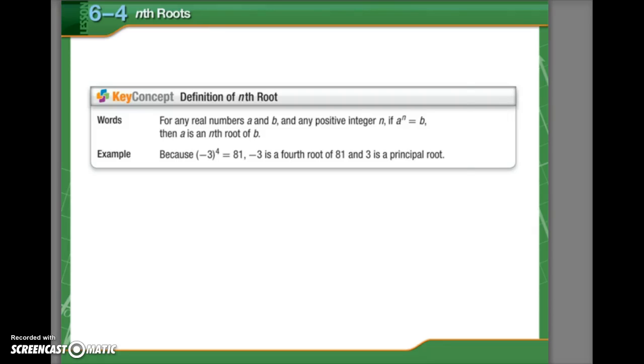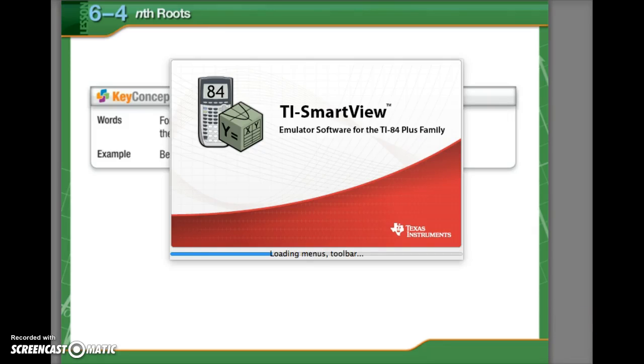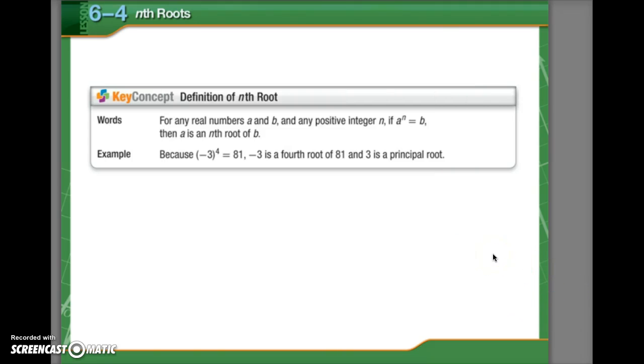Okay, our key concept, we're going to define what the nth root is. Sorry, my calculator program's opening up.